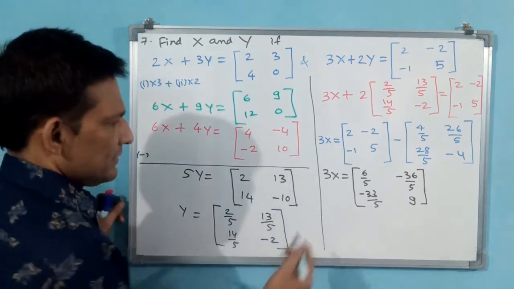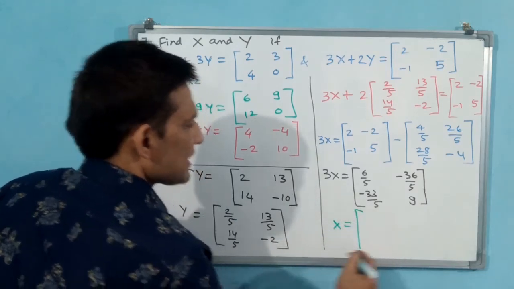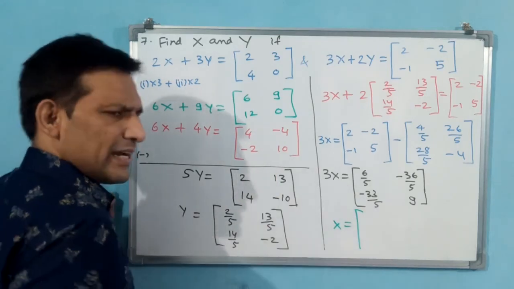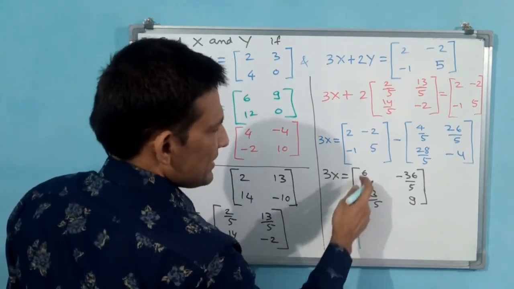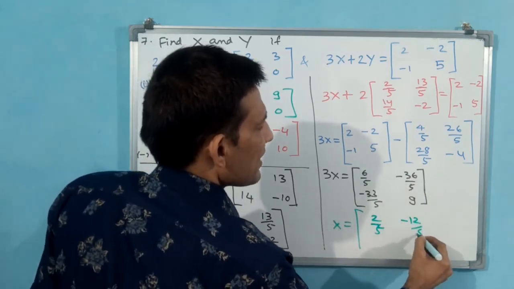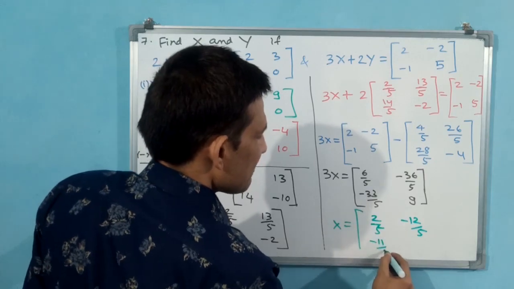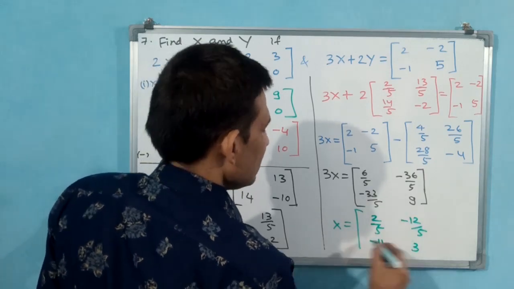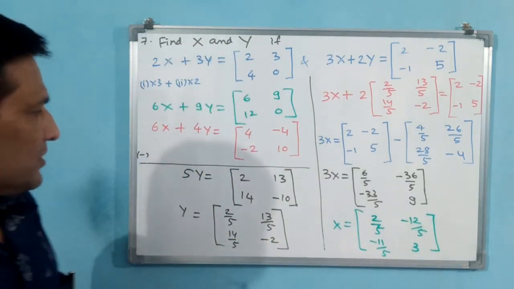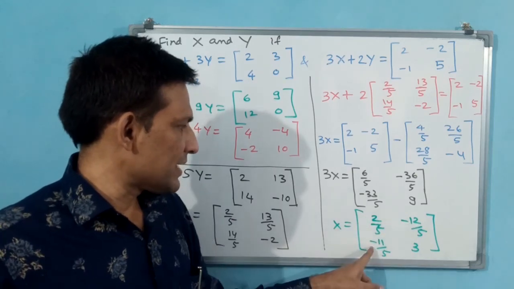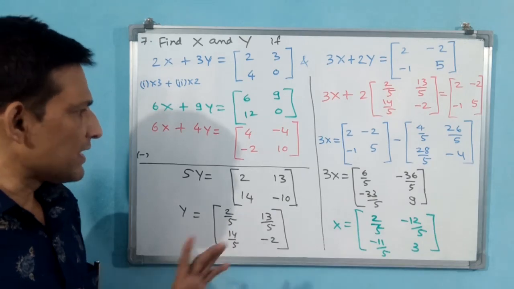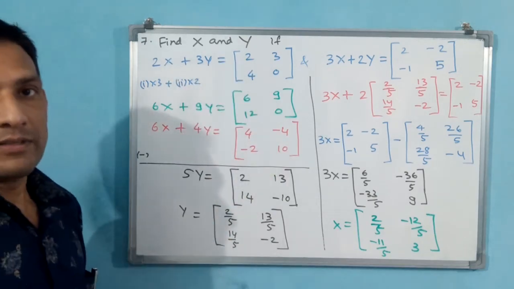Now x we can do directly, rather than 1 by 3 into 3x is equal to 1 by 3 like that. Directly you can write. 3 divided by 3 is 2, 2 by 5, divided by 3 is 12, minus 12 by 5, divided by 3 is 11, minus 11 by 5, divided by 3 is 3. Now the final answer: x will be 2 by 5, minus 12 by 5, minus 11 by 5, 3. y will be 2 by 5, 13 by 5, 14 by 5, minus 2. These are the x and y values.